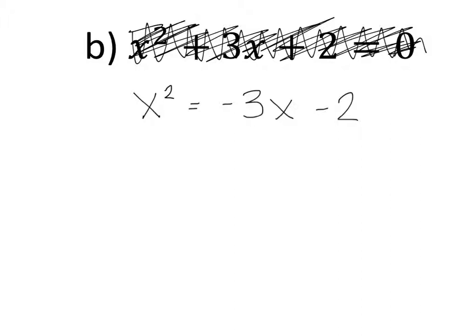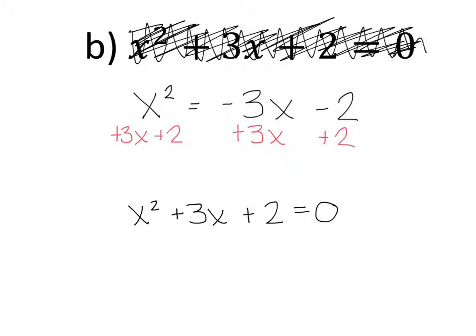All right, before you can graph it, you have to get everything on one side of the equation, because we're replacing the 0 with y equals. So we need to make this thing equal 0. Let's move the -3x and the -2 to the other side. How will we do that? Add them, because they're both negative. So now we've got x squared plus 3x plus 2 equals 0.